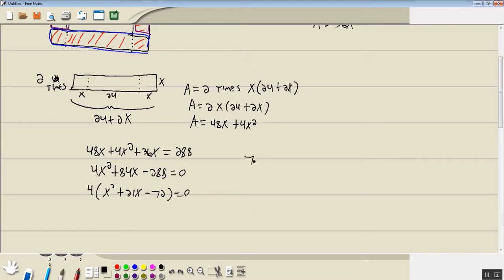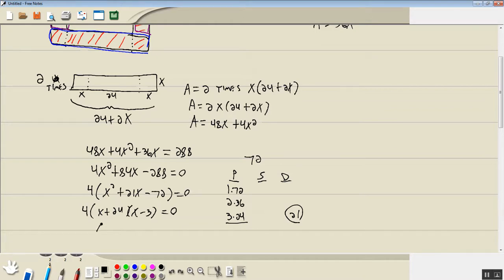Is that a factor? Let's see, 72: 1 times 72, 2 times 36, 3 times 24, there it is. So this factors as x plus 24 times x minus 3 using the PSD method.